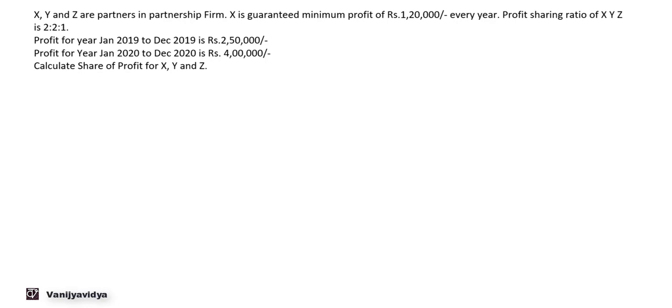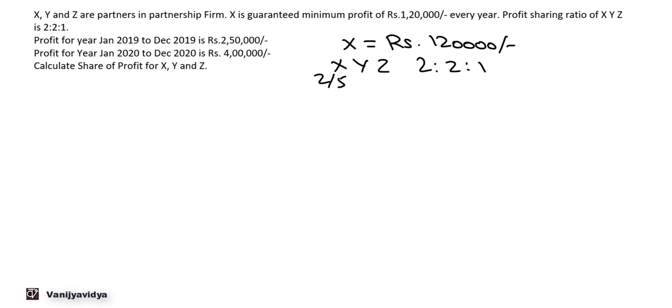Now, here X, Y and Z have formed a partnership firm and X is guaranteed a minimum share of profit of 1,20,000, and the profit sharing ratio between X, Y and Z is 2:2:1. That is, out of the total profit, 2/5 will be of X, 2/5 will be of Y and 1/5 will be of Z. Now, for year 2019, the profit is 2,50,000.